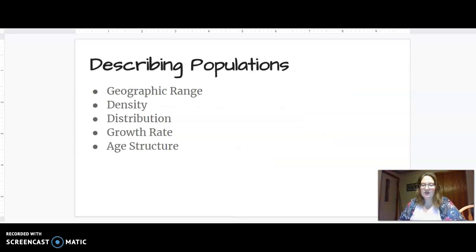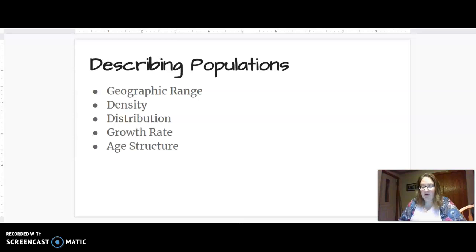So when ecologists are talking about populations, they use these 5 things to explain how the population is set up. They use geographic range, density, distribution, growth rate, and age structure.